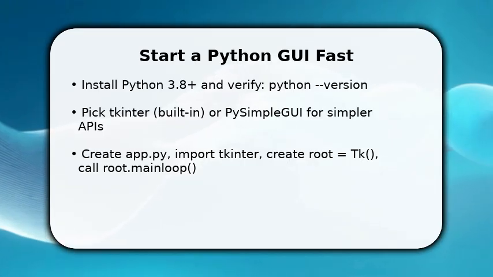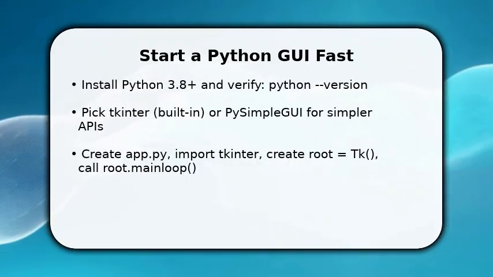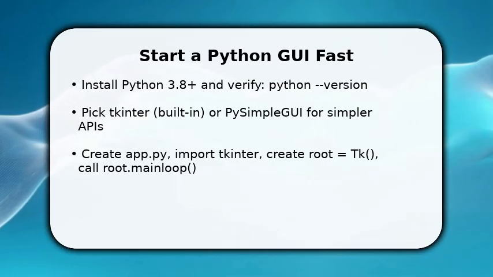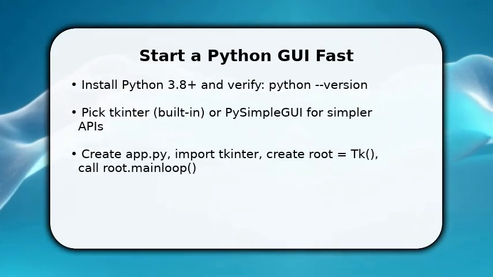Now create app.py and write: import tkinter as tk, root = tk.Tk(). At this point, you already have a window skeleton. Make sure to call root.mainloop() so the GUI appears. This first step gets you a running window quickly and proves your environment works.